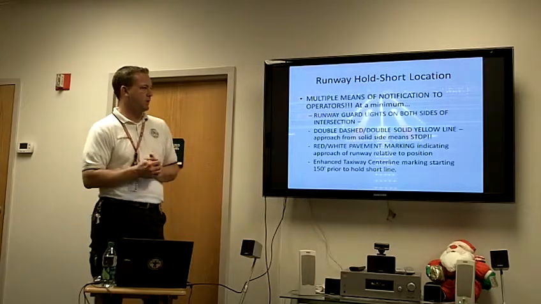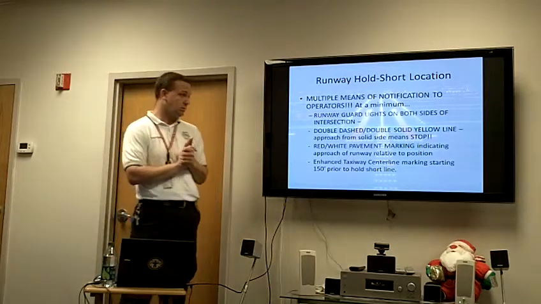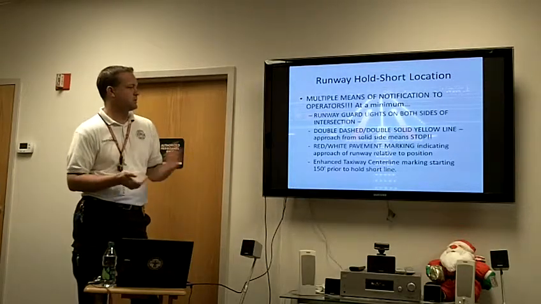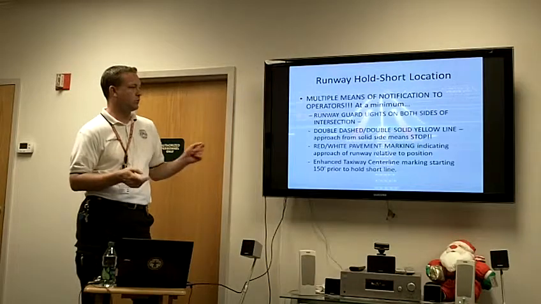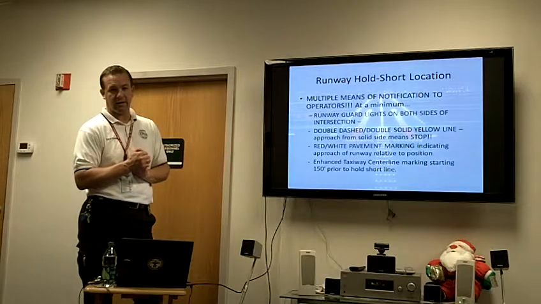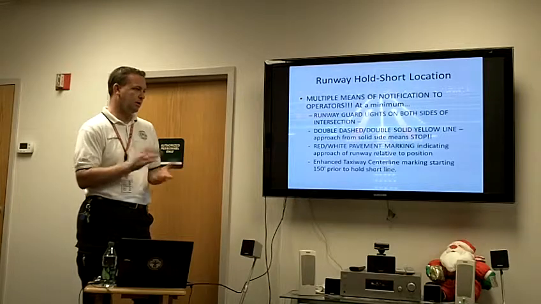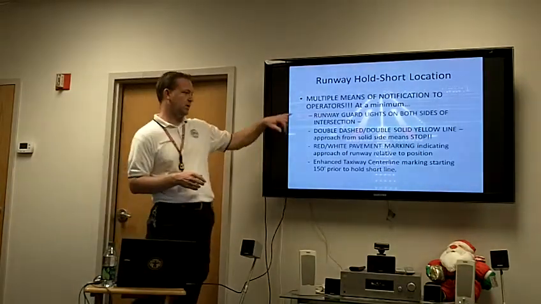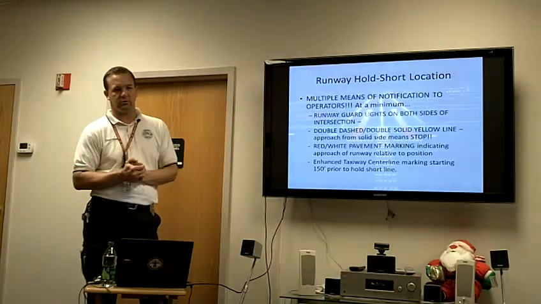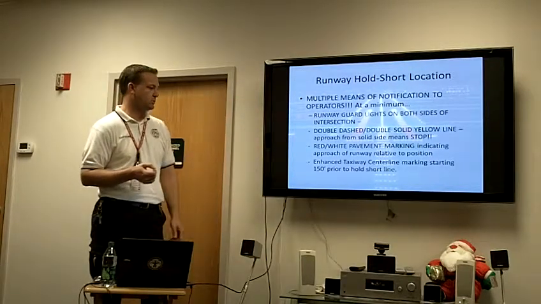The runway hold short location. We'll have a diagram in a second of what that means. It has multiple means of notification to operators. At a minimum, an operator sees this symbol on the ground, a double dash and double solid yellow line, and if you approach from the solid line side, it means stop. Red and white pavement marking works in correlation with the double solid and double striped. It indicates the approach of a runway to a relative position. I'll go into a little bit more in a second when we have the diagram of the particular sign.